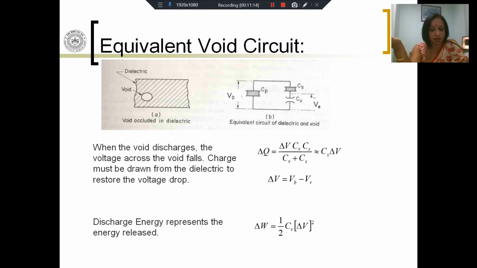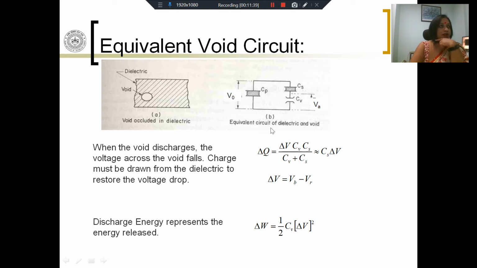So if you had plus q charge, you will need to get some more extra plus q charge, and where will that come from? That will of course have to come from the rest of the dielectric. So charge must be drawn from the dielectric to restore the voltage drop because of discharge. How much charge will that be? That charge can be estimated as delta Q, which is equal to delta V CV CS divided by CV plus CS.